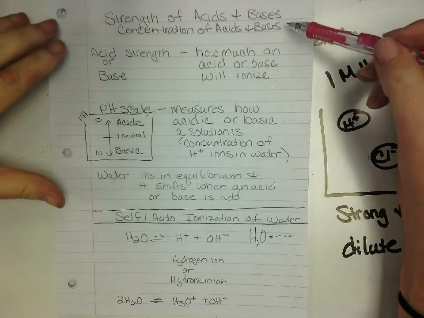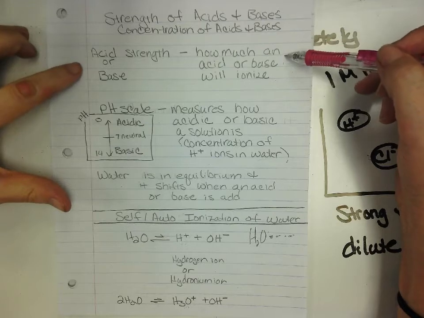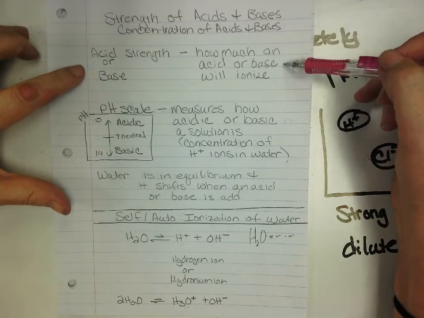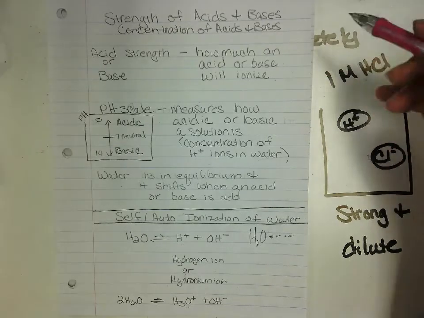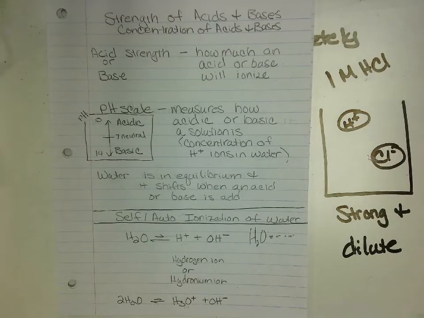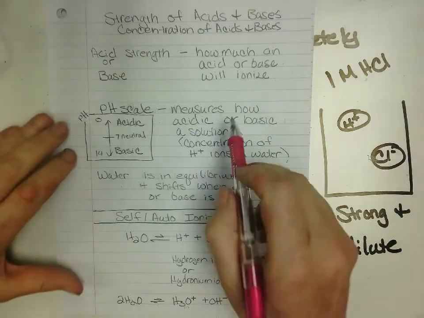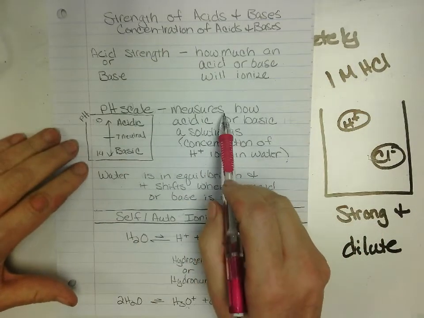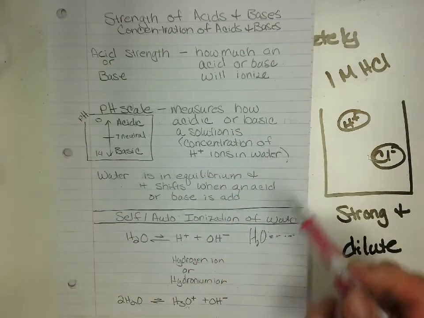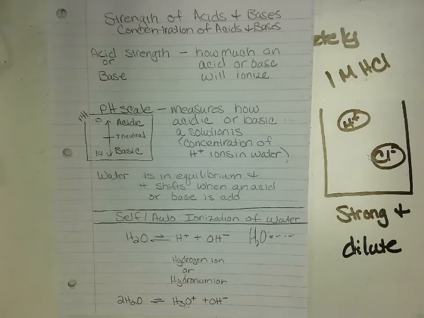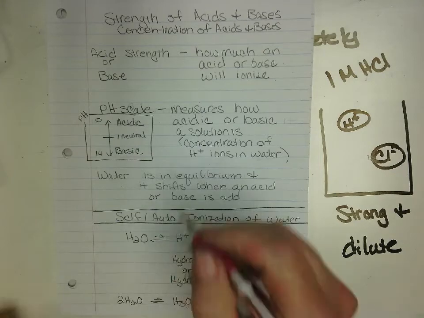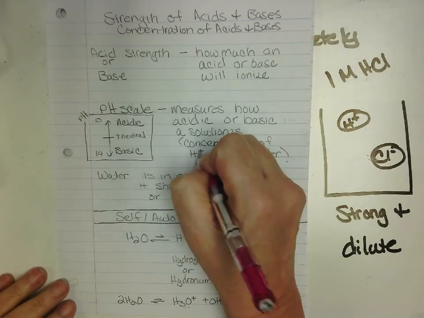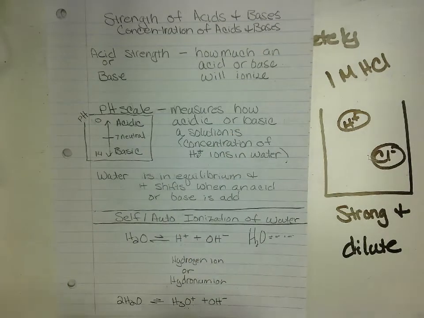So once again, the strength of acids is how an acid or base will ionize or break apart in water. And we're going to talk about concentrations today, and then we're going to change it into the pH scale. But just a little quick introduction. Our pH scale measures how acidic or basic the solution is by telling us the concentration of the H plus ions or hydronium ions or H3O plus ions in water.